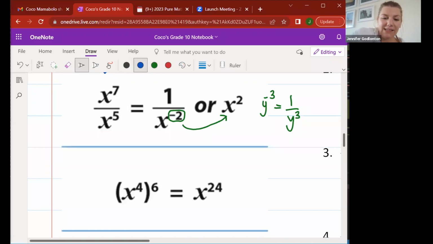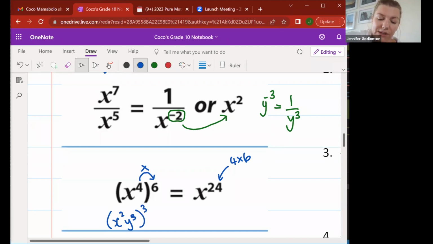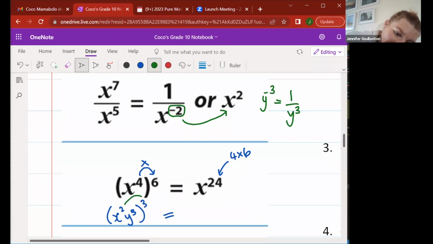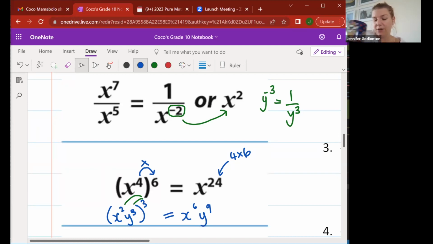When we have a base that has an exponent and then it goes to another exponent, we are going to multiply those together. So this 24 over here came from saying 4 times 6, which gave us the 24. So we're going to multiply them together. And if I had x squared y to the power of 3 and all of that was to the power of 3, we would multiply each one of those exponents. So we would say that that's x to the power of 6, y to the power of 9. We have to multiply all of them as we go. Just take screenshots as we go, guys, if you're not having time to write this all down.